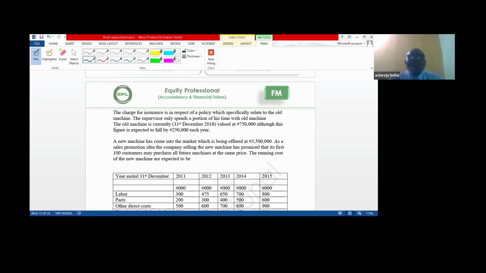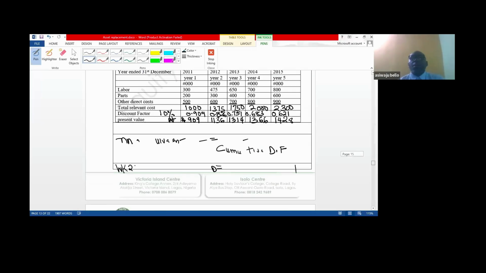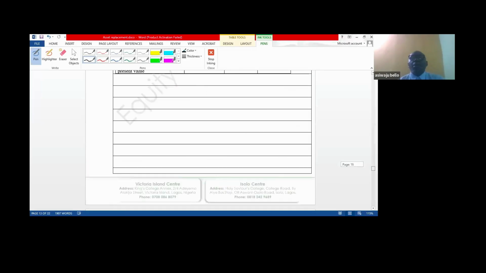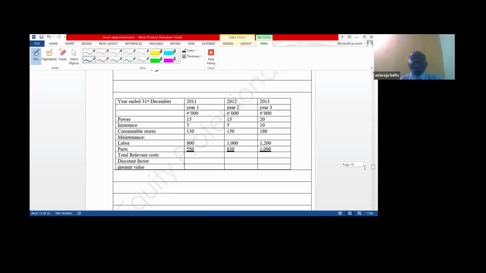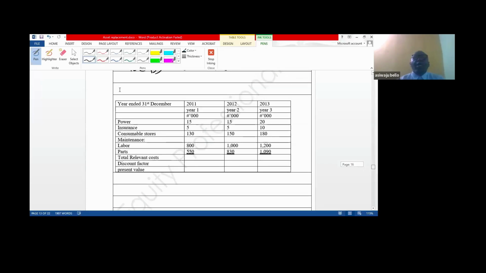For the old machine, you can replace now. Let's go to the old machine. Okay, let me explain this. Relevant cost of the old existing machine. Let's go to it: how do we pick the relevant cost?